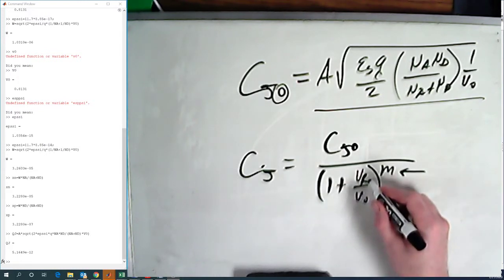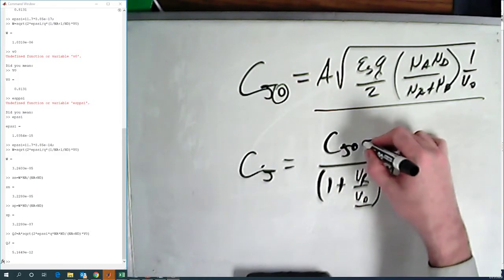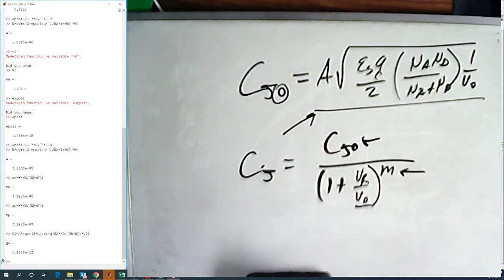M has to be given to you. VR is our reverse bias voltage. V0 is our junction voltage that we'll have to calculate, and Cj0 we calculated from this. But this allows us, if we apply different reverse biases, to get different capacitances. The reason why this is so important is one of two things. If you have diodes in your circuit, they're going to cause capacitances.